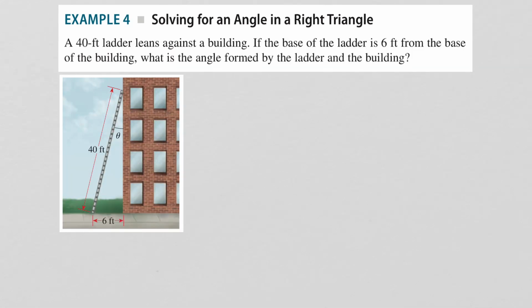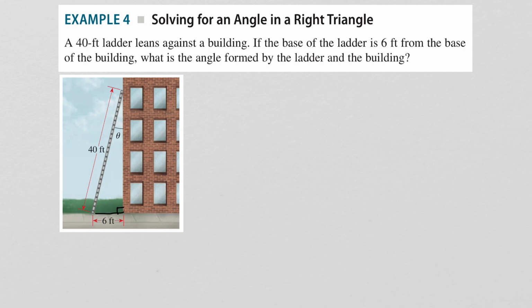In the next example, a 40-foot ladder leans against a building. If the base of the ladder is 6 feet from the base of the building, what is the angle formed by the ladder and the building? So we're looking for this angle here. You can see once again we have a right triangle.